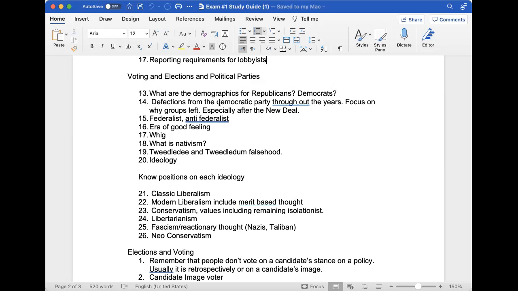Know what modern liberalism is, including a base of a merit-based situation where we're judged based off our merit and focus on equality. Somebody that's a modern liberal will be in favor of maybe pro-choice positions or same-sex marriage.